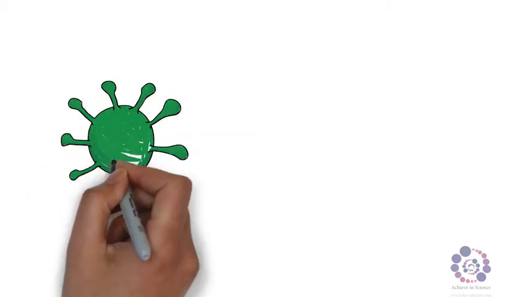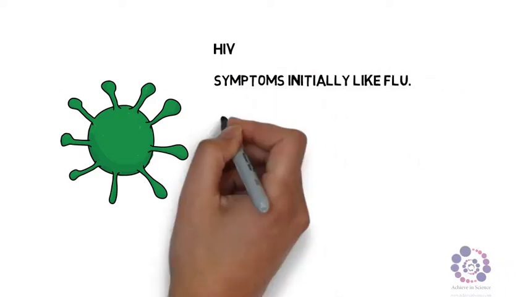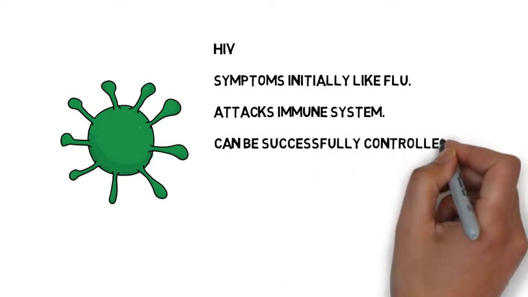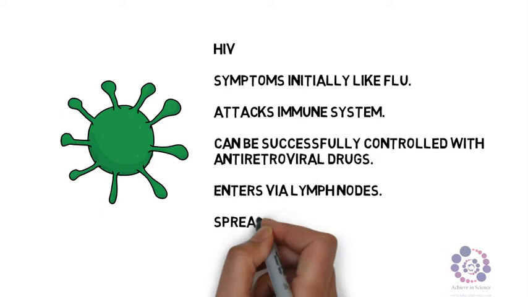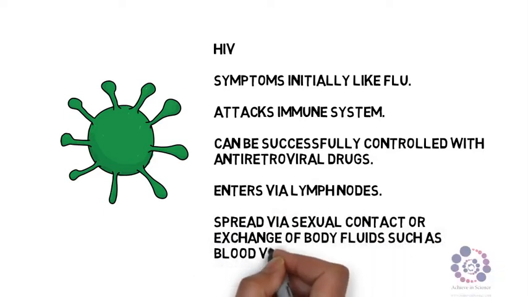Another one, HIV. Symptoms very similar to that of flu. HIV attacks your immune system. It can be controlled by drugs, where HIV will enter your lymph nodes, and it's usually spread via sexual contact or exchange of bodily fluids via needles, for instance.